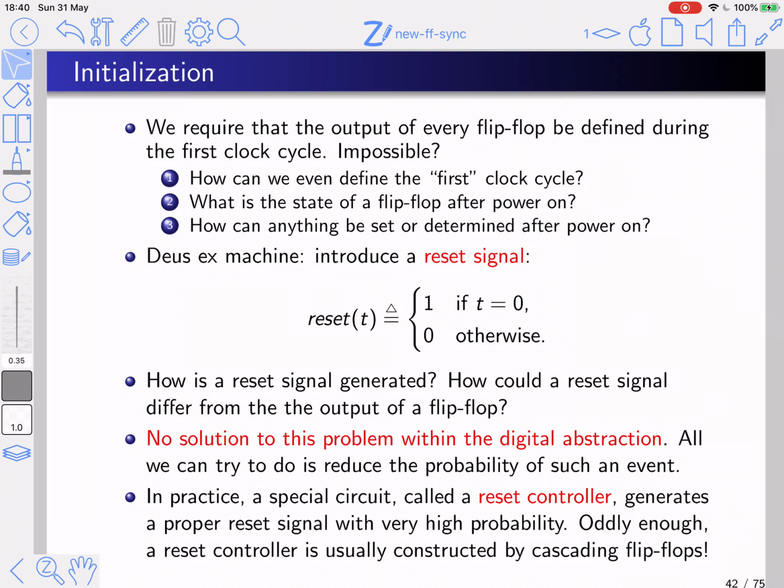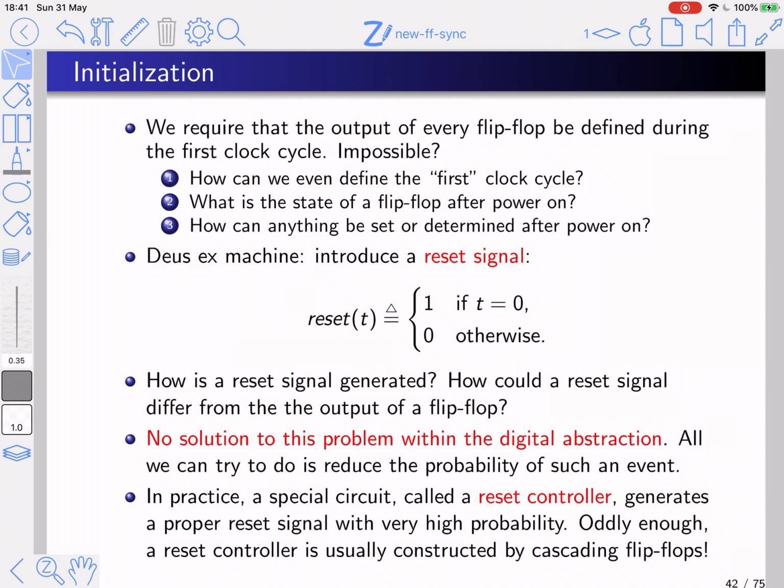I have very little influence over the initial output of a flip-flop. And that means that I cannot tell what the initial value that is output by the flip-flops is going to be. And if I cannot say that, how am I going to use it once I want to power on the device? Okay, so this is a serious problem, and in fact it doesn't have a solution.